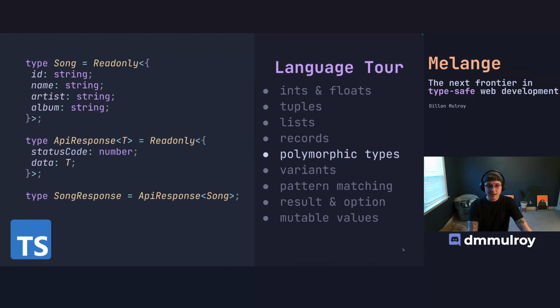Now this exact same type definition, this is what it's going to look like in TypeScript. So this should feel very, very familiar, right? Rather than using alpha, we use T. We say our data is a T, and then our type song response is equal to an API response of song.